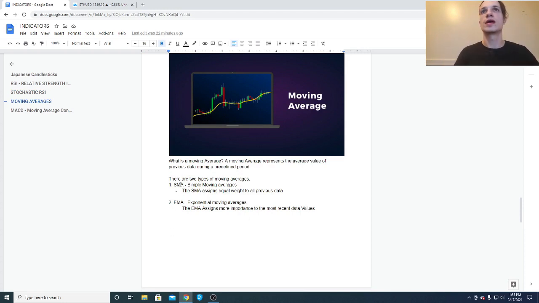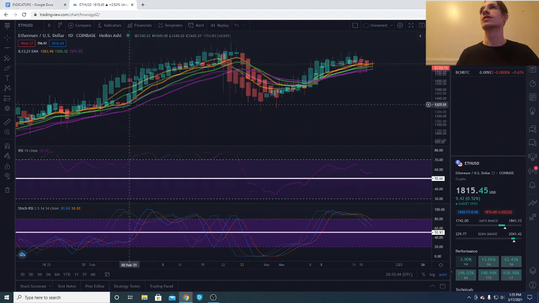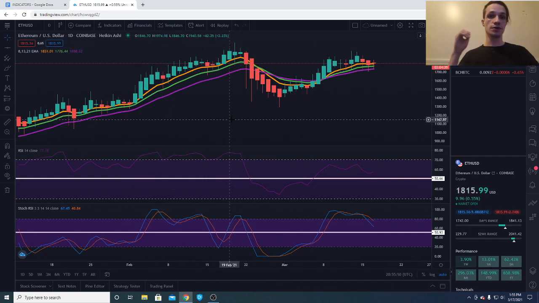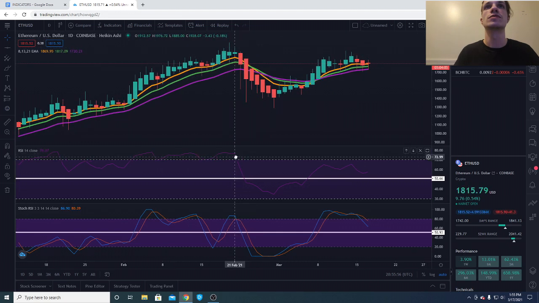There are two types of moving averages: the SMA, the simple moving average. The SMA assigns equal weight to all previous data, so all the data is equal, so it's linear. And then we have the EMA, the exponential moving average. The EMA assigns more importance to the most recent data values. So it uses the more important data, and then it is exponential off of that. And right here, this is the EMA. So how will we make this strategy even better? As you can see right here, we have overbought.